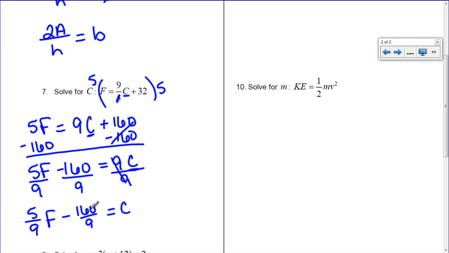Now, if you don't want to write it separate like this, you could have written it as 5F minus 160 all divided by 9 would give you C. This is the same thing. One is split apart, one is not, but they mean the same thing.